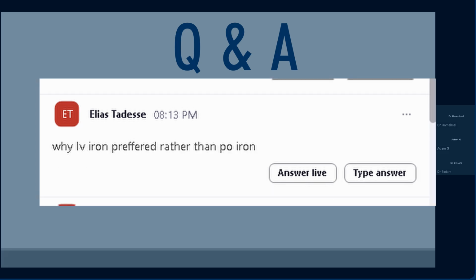Oral iron just doesn't work because of activation of hepcidin pathway. So IV is preferred all the time. It's related to hepcidin and chronic inflammation. That's why oral iron doesn't work.